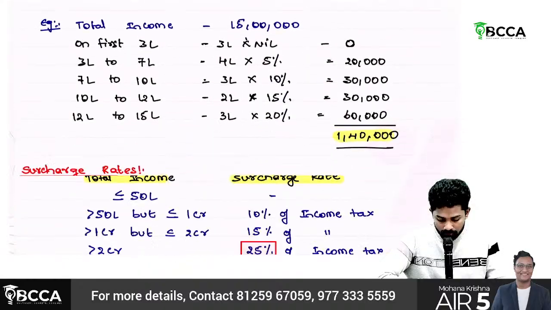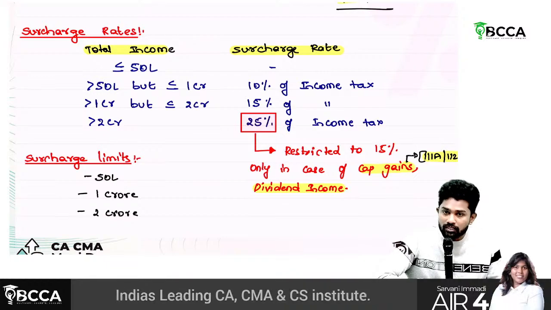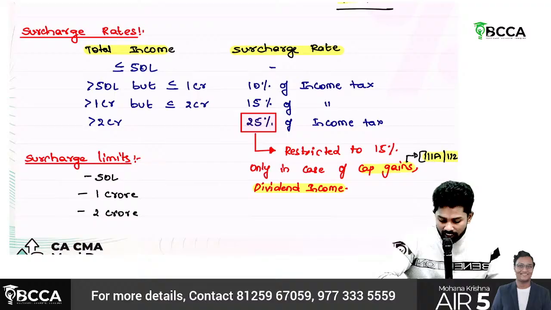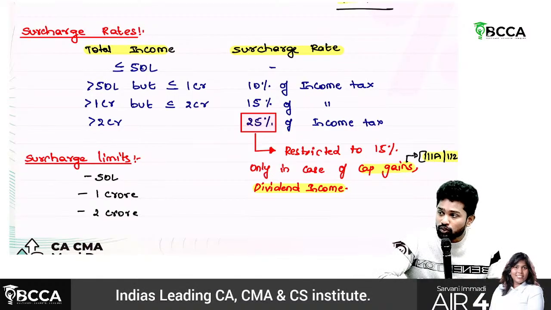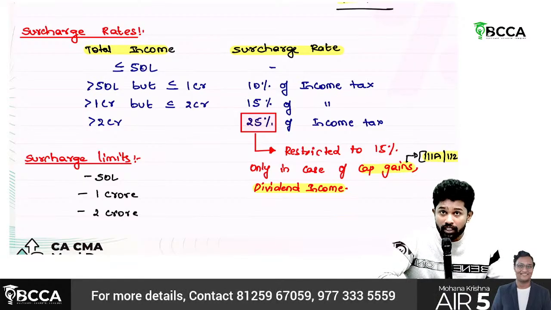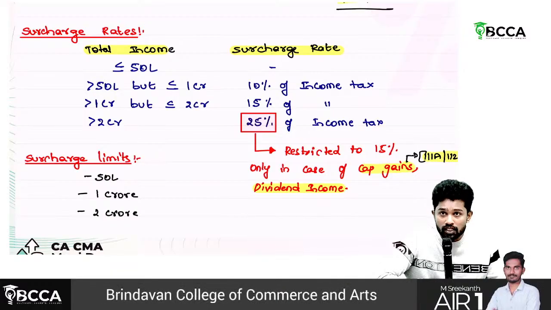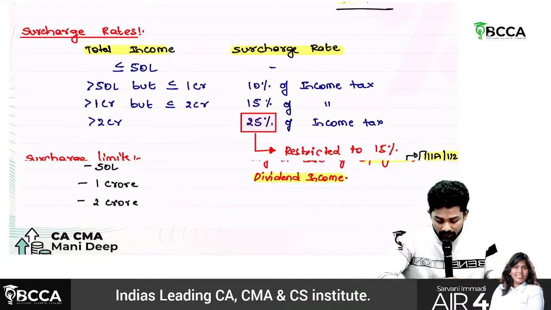Then we discussed the surcharge rates. Where the total income is less than or equal to 50 lakhs, the surcharge is nil. If it is 50 lakhs to 1 crore, the surcharge rate is 10%. From 1 crore to 2 crores, the surcharge rate is 15%. In excess of 2 crores, the surcharge rate is 25%. The restricted part and all, we'll discuss in the capital gains chapter.